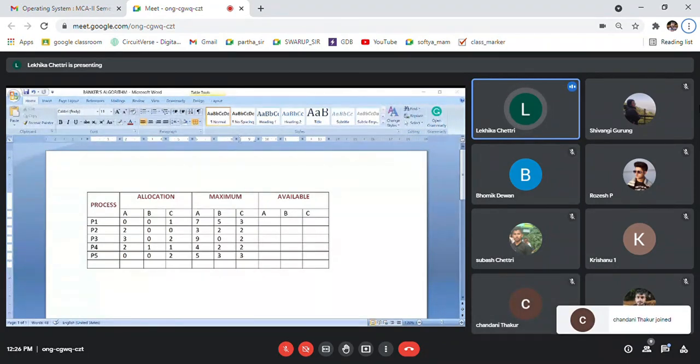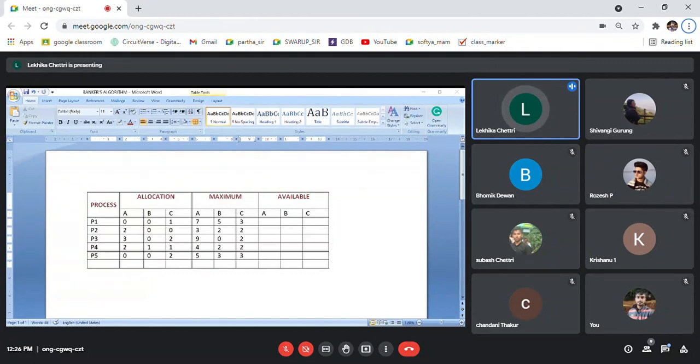It is used to avoid deadlock, wherein we have more than one instance of the same resource. Let us say resource one has more than one instance. If each resource type has only one instance, then the resource allocation graph is the best way to find the safe state or to avoid deadlock from happening.